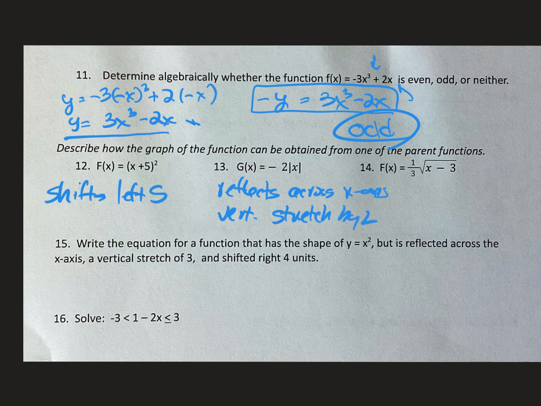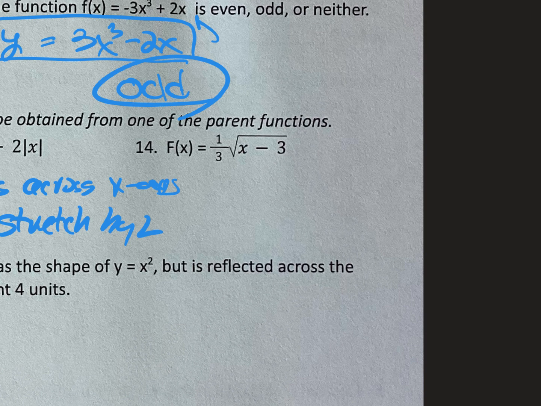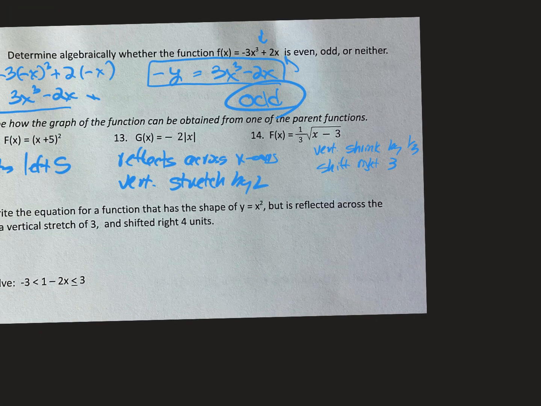Good stuff there. And number 14. 14 has a 1/3 in the front, which means it is a vertical shrink by 1/3. And also shifts right 3, because the 3 is inside, and it's left or right, opposite of what you think. The 1/3 is a number in the front, less than 1, vertical shrink by that number.